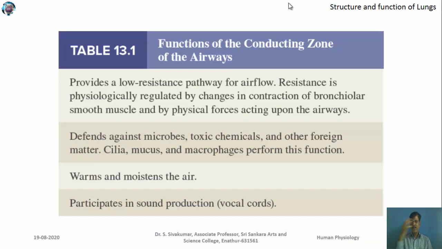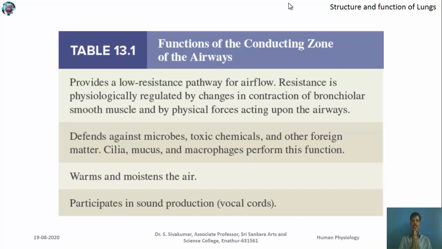And then the conducting zone changes the moisture of the air as well as the temperature of the air. Because our body temperature is 37 degrees Celsius, before the air reaches our blood, it is going to be changed. The temperature of the atmospheric air is converted into our own body temperature. So that change also occurs in the conducting zone.